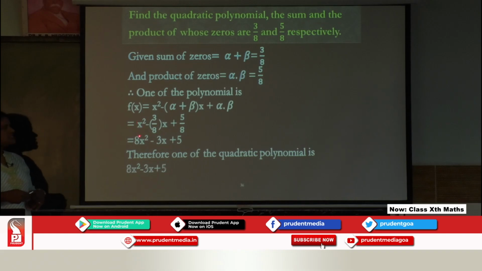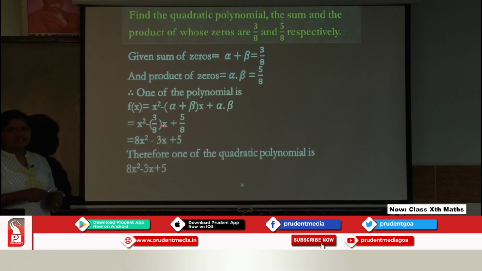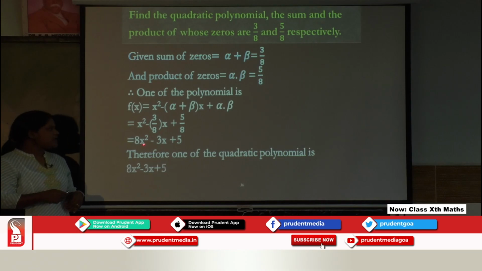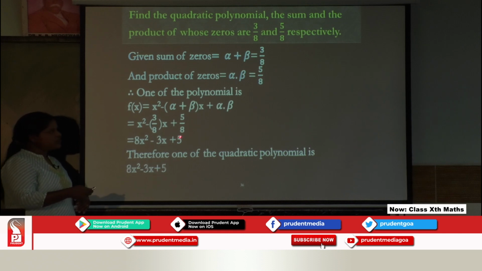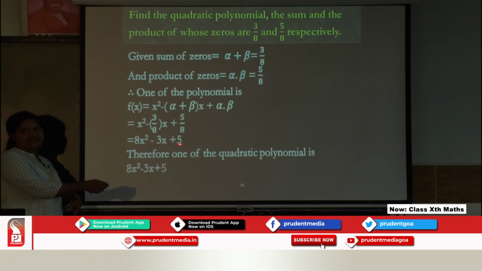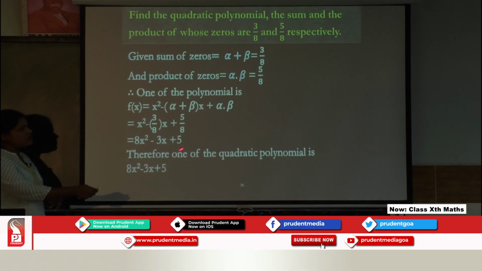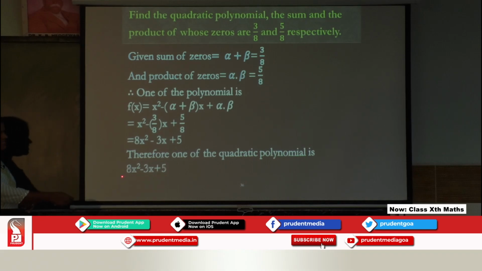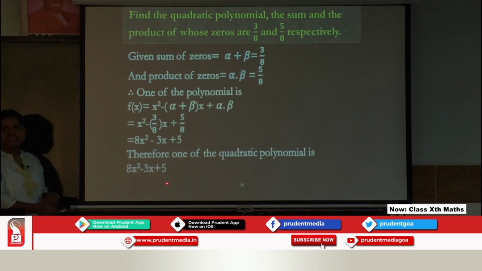8 multiplied by the first term, I get 8x square. If I multiply 8 with the second term, that 8 and this denominator 8 will get cancelled. So I am left with negative 3x, plus if I multiply 8 here, 8 and 8 will again get cancelled. What will remain is 5. So I have the polynomial 8x square minus 3x plus 5 in more standardized form. Therefore, one of the quadratic polynomials is 8x square minus 3x plus 5.